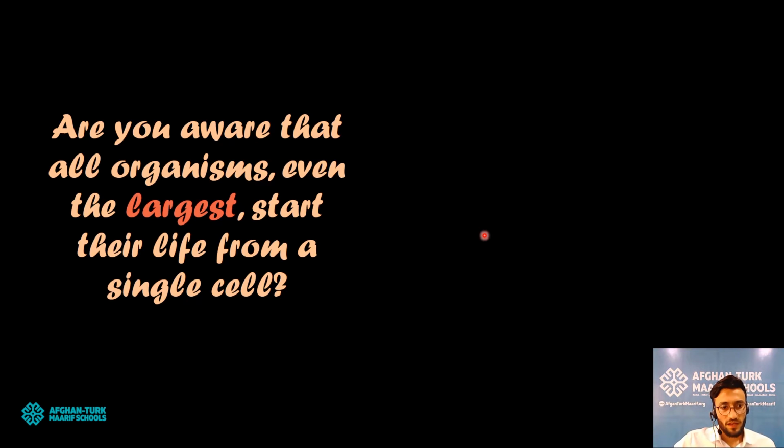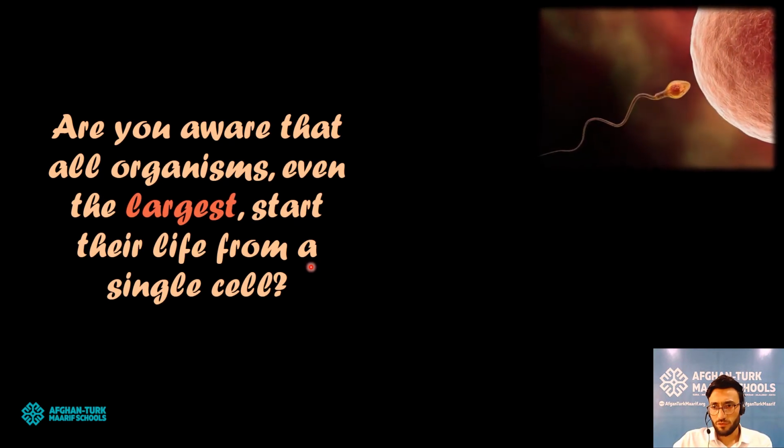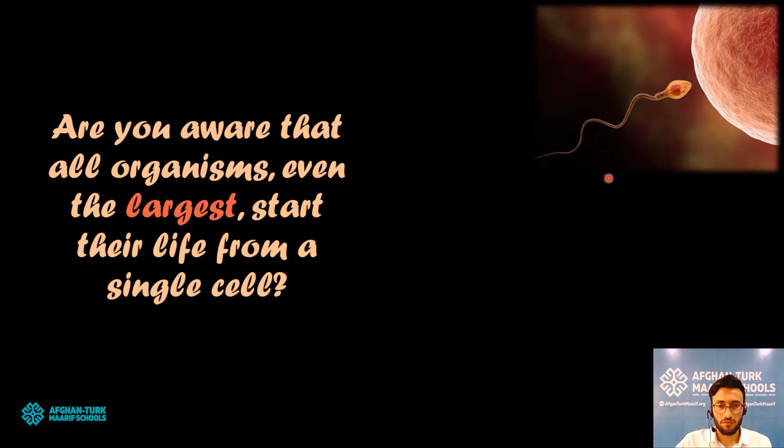Before starting your lesson, let's have a question. Are you aware that all organisms, even the largest, started their life from a single cell? In order to answer this question, you should be well familiar with two different types of cells that you can find within your body or any kind of living being. So in total we possess two kinds of cells. One is called the diploid cell, that possesses two sets of chromosomes, and the next is called the haploid cell, that possesses only one set of chromosomes.